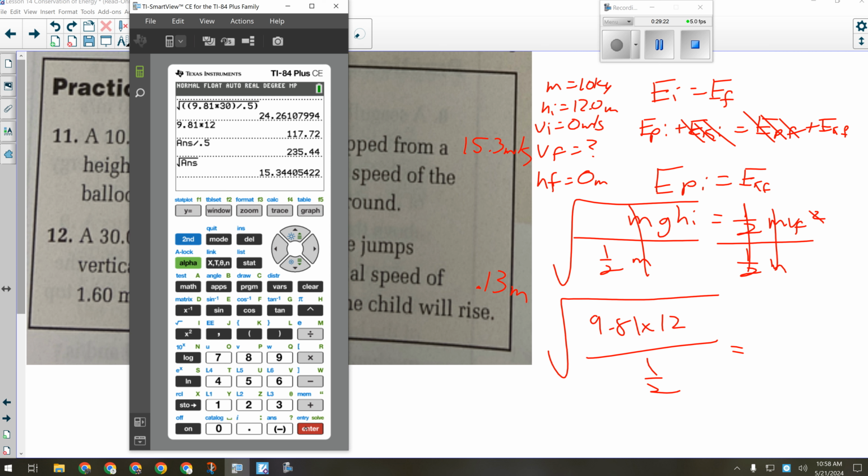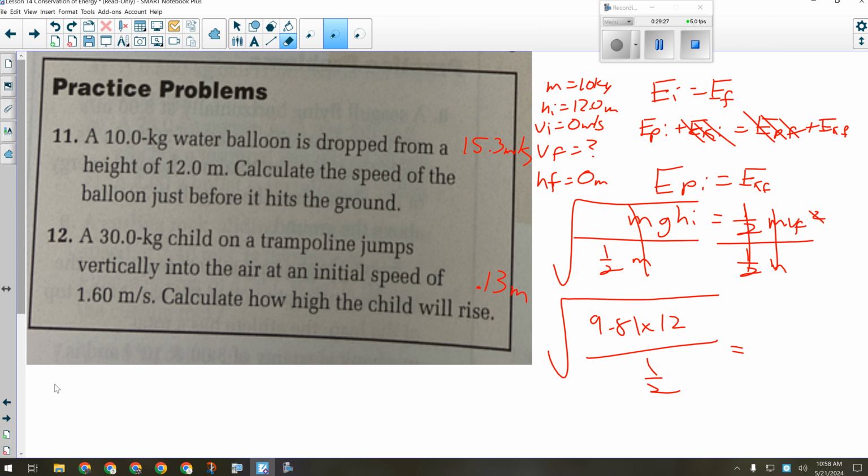How many people have done number 12? Okay, I'm going to give you 2 more minutes, and then we're going to go over number 12.